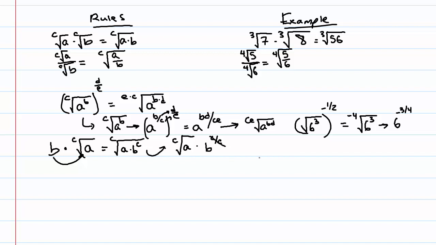So this makes sense. As an example, if we have 6 times the cube root of 2, we can rewrite this as the cube root of 2 times 6 cubed. And 6 cubed is 216, so this is the cube root of 512.